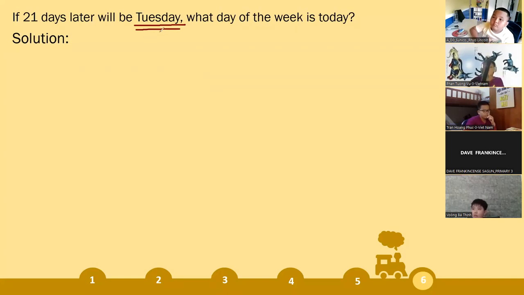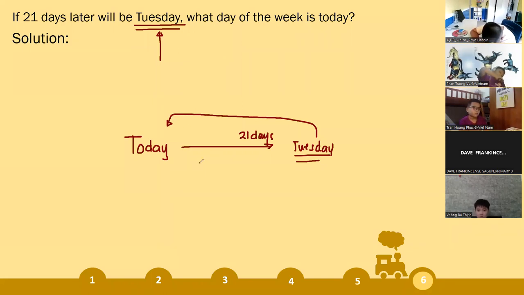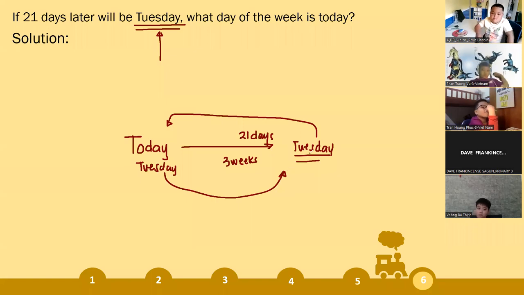Ah, okay. So I get your point. Yeah, it's counting backwards, because you are asked for today, and then 21 days, that's Tuesday. So your base is this. So you need to count backwards. But still, you can do it with your solution. 21 days, that's 3 weeks. So that's exactly 3 weeks. So it's still Tuesday here. Because 3 weeks after Tuesday is still Tuesday. The same thing as 3 weeks before Tuesday, it's also Tuesday. They're the same. Clear?